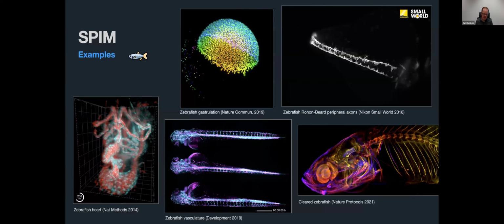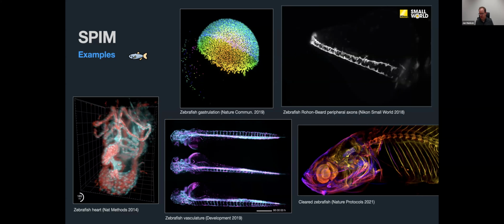I don't really have time to go into this, but you can imagine that if you're imaging something that's about 1 millimeter across and several millimeters long, you cannot image it even with high resolution from just one side. So it helps a lot if you can rotate the specimen, image it from different sides, and then reconstruct it with all of these data.